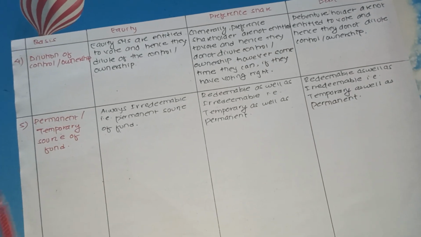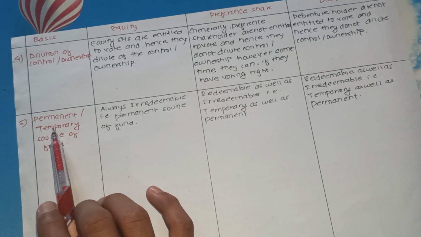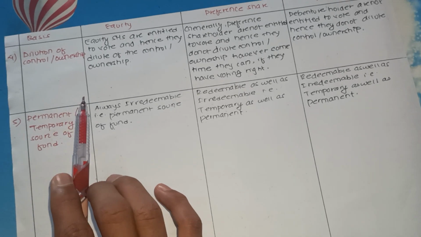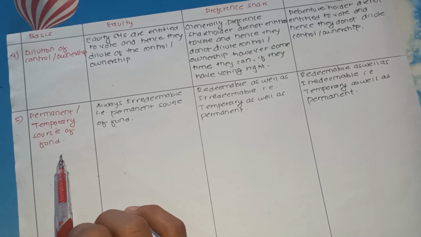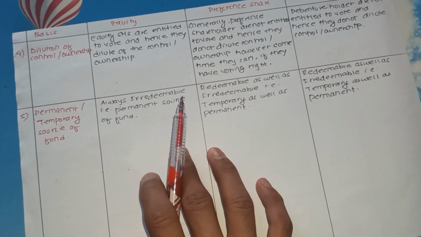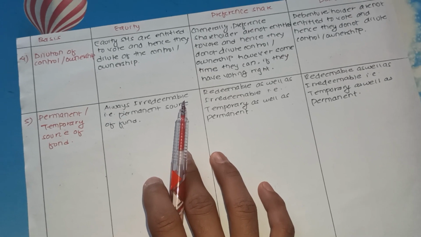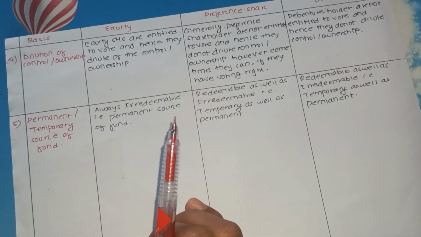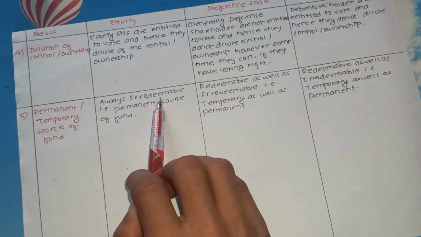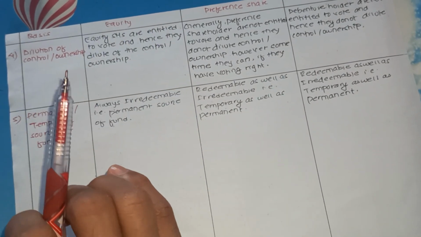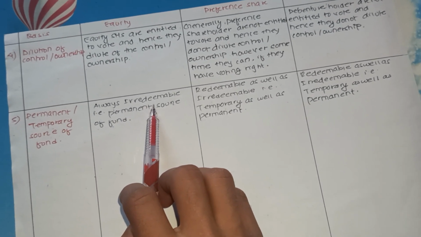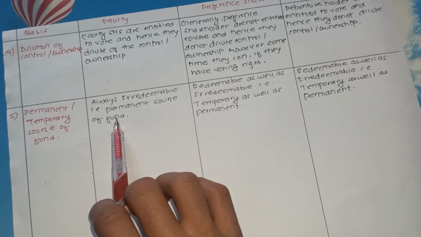Point number 5, permanent or temporary source of funds. Is it redeemable or irredeemable? In equity shares, are equity shares redeemable or irredeemable? Equity shares are always irredeemable, as we discussed in point number 1. That is a permanent source of funding.